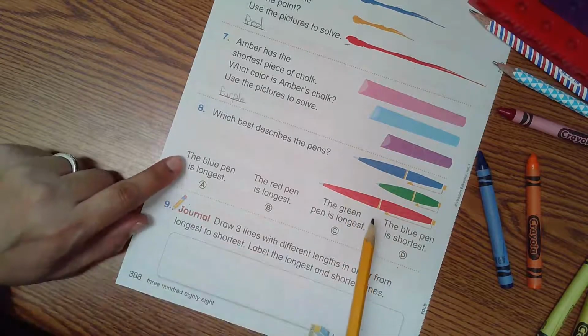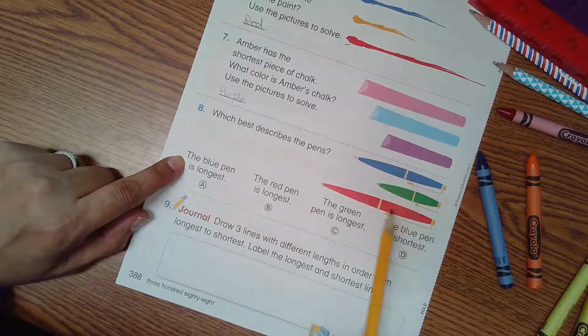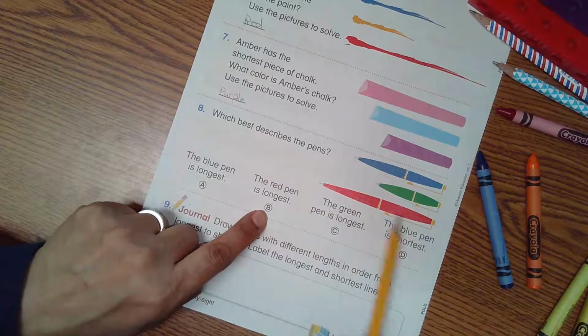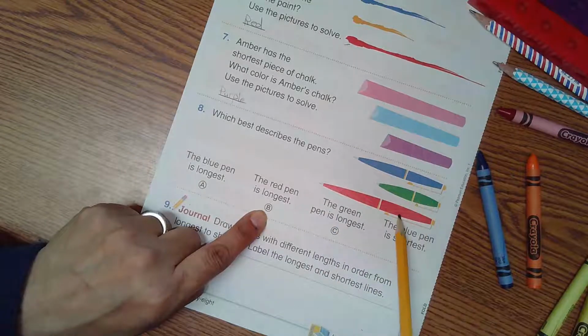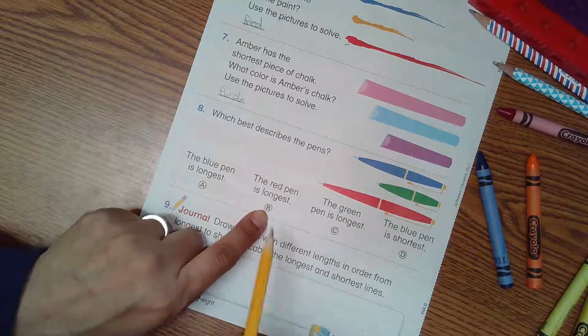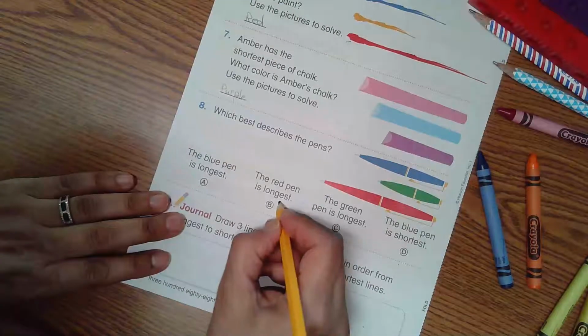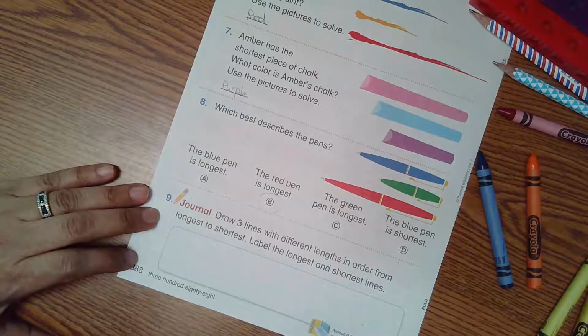So is it A, the blue pen is longest? No. Is B, the red pen is longest? Yes. I can see the red pen is the longest. So B is the right choice. I'm gonna circle B.